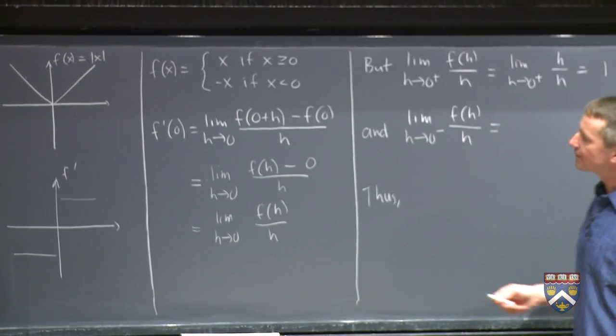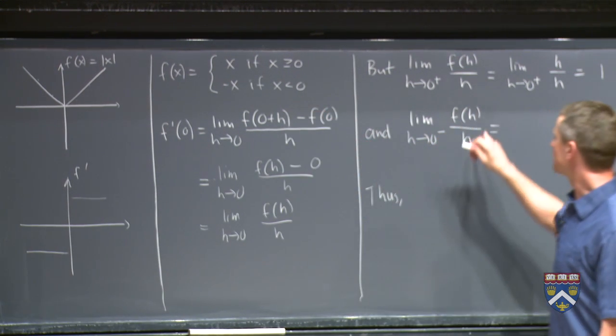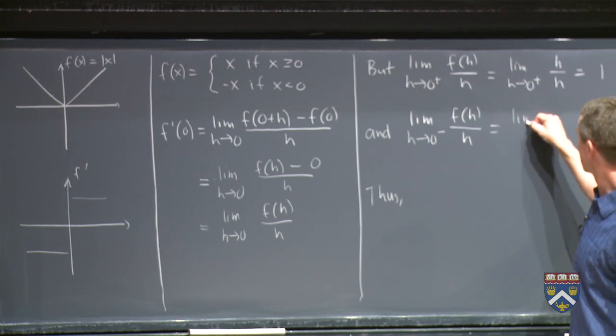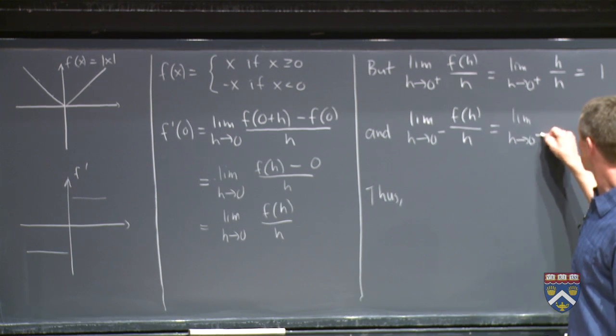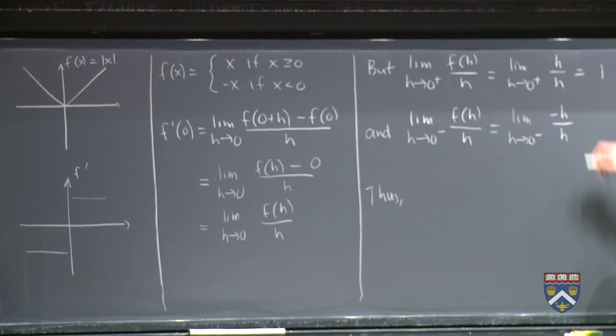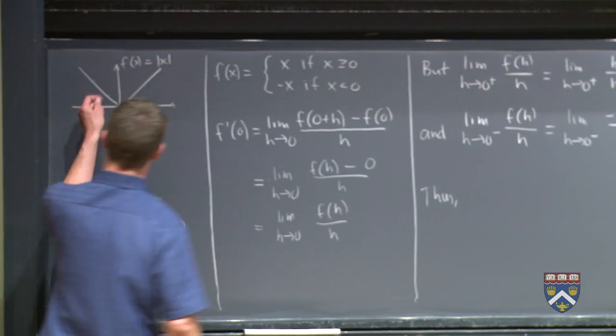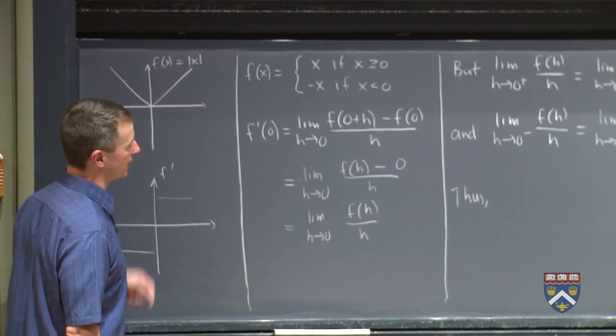When we're coming from the left, that means we're in this part of the piecewise function. h is less than 0. So f of h is minus h. But minus h over h is negative 1. And again, that's what I hope you had guessed from this graph here, right? I've got a slope of negative 1, negative 1, negative 1.